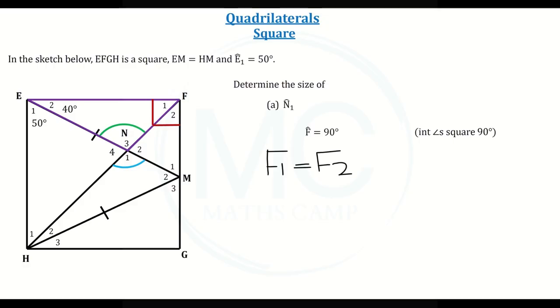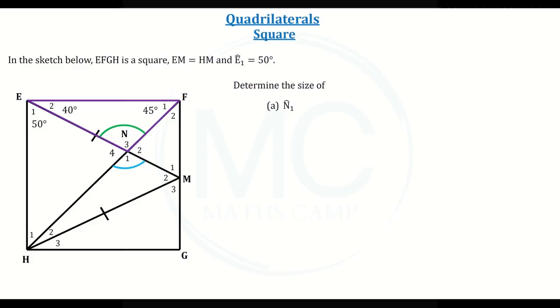If the whole of angle F is 90 degrees, then half is 45 degrees, which means angle F1 is equal to angle F2, and both of them are equal to 45 degrees. As our reason, we say the diagonals of a square bisect interior angles. Let's take our red right angle out, and we can put 45 degrees into the diagram for angle F1, and now we can make some space.